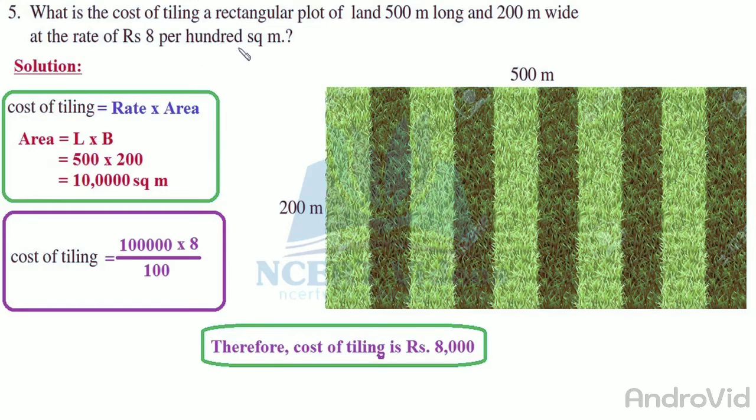You just multiplied it and you cut 2 zeros from denominator and numerator and multiply rest of the things. So it turns out to be cost of tiling is rupees 8,000.